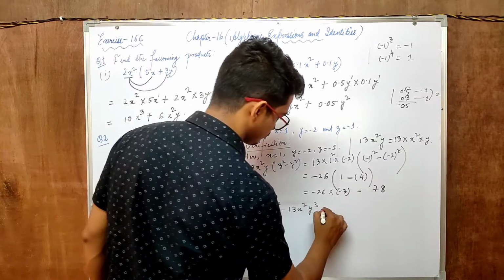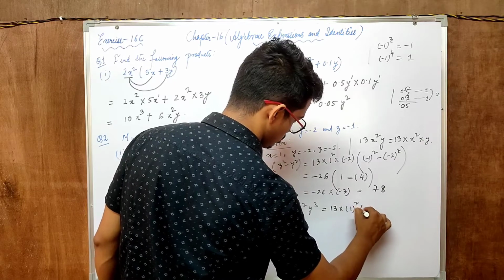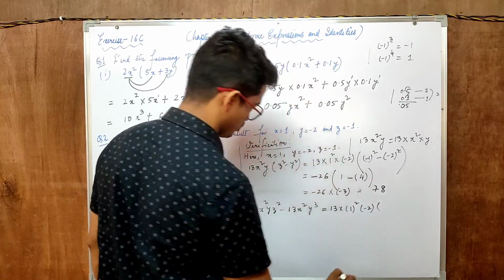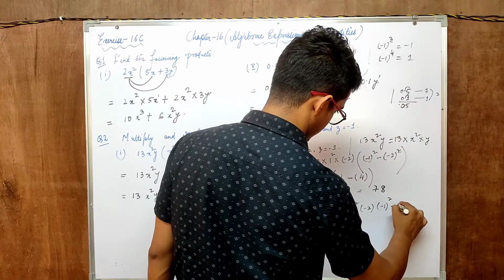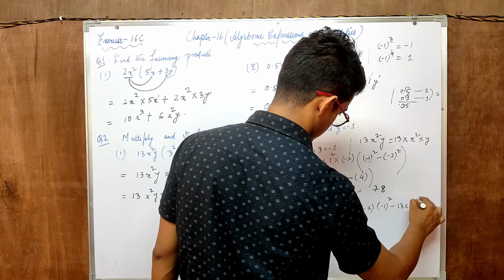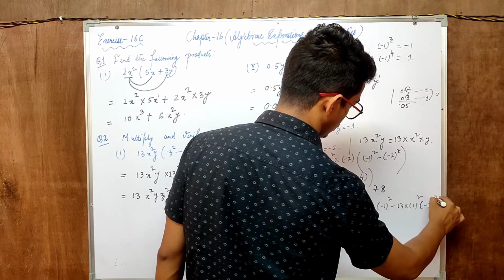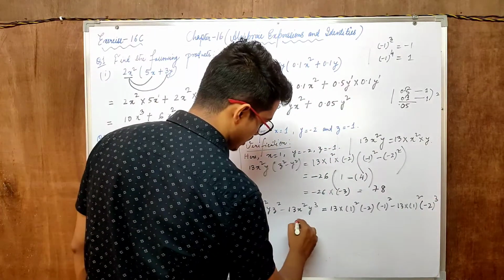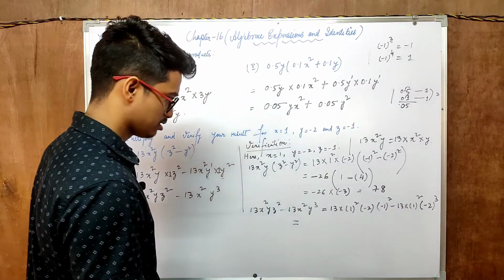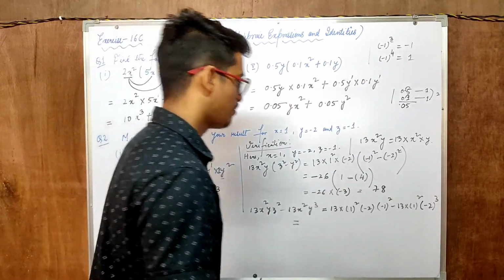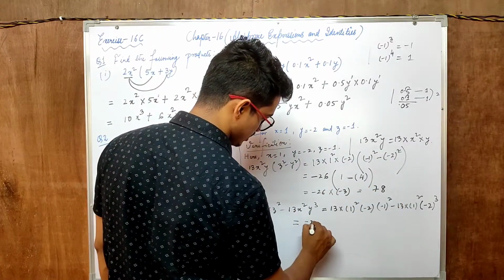Put the value. 13 into 1 square into minus 2 into z square, that is minus 1 square, minus 13 into 1 square, and y is minus 1, I guess. Oh, sorry, minus 2. Minus 2 cube. Okay, let's just do that. So 13 into 1 square is 1, and 13 into minus 2 is how much? 13 into minus 2 is minus 26, and 1 square is 1. So that means minus 26 will be there.